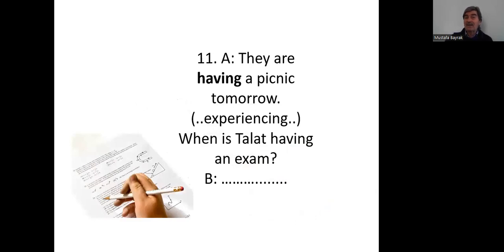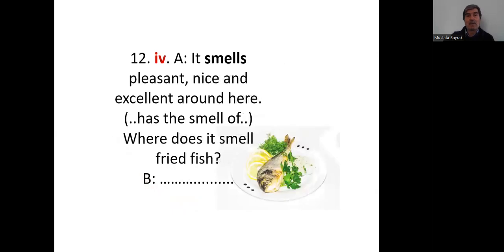They are having a picnic tomorrow. Now the meaning has changed. They are having a picnic tomorrow means they are going on a picnic tomorrow, they are experiencing a picnic tomorrow. When is Talat having an exam? When is Talat experiencing an exam? Talat is having an exam tomorrow at 9 p.m. or a.m., it doesn't matter.